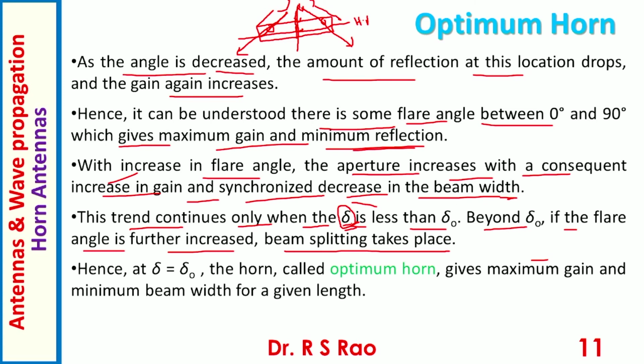It should not be too much. So there is a limit. That limit is lambda naught. Delta is the path difference and the maximum allowed delta is delta naught. So with this understanding, now let us move further.